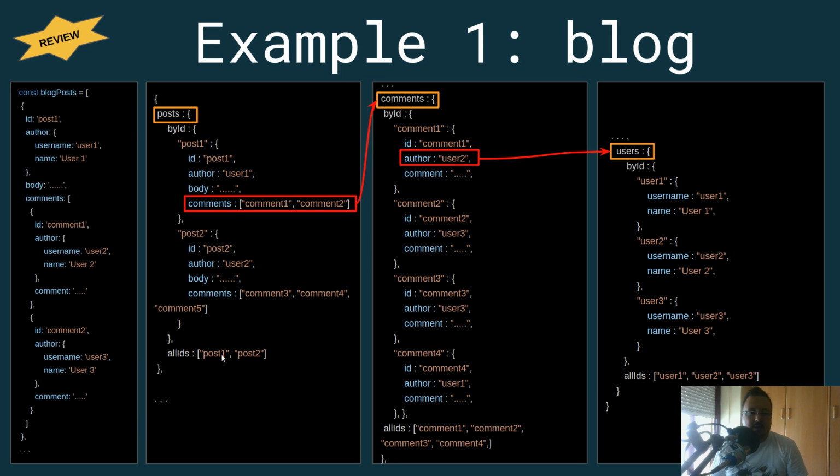We have the ordering and the comments. We do the same thing with comments, and we do the same thing with users. So now the information is related. Comments reference the comment here, and author references the user here. So this is the easy part.